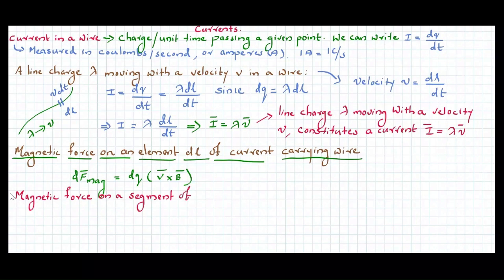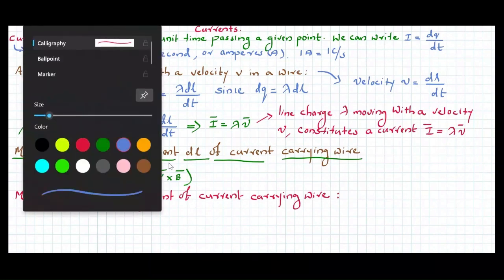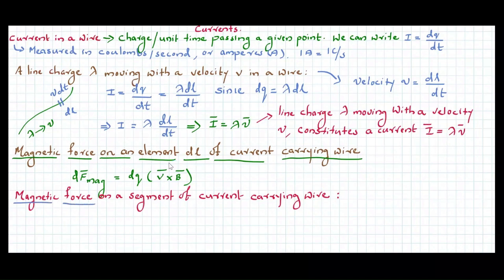Now, if you consider the entire segment of the wire, then the magnetic force on the entire wire is given by integrating dF mag. The magnetic force on a segment of current carrying wire is the integral of dF mag, which is equal to the integral of dq v cross B.